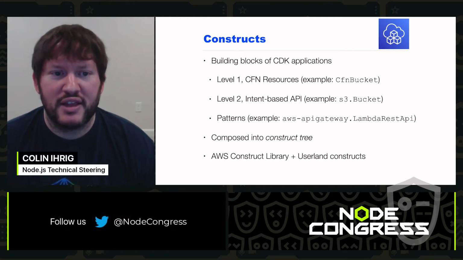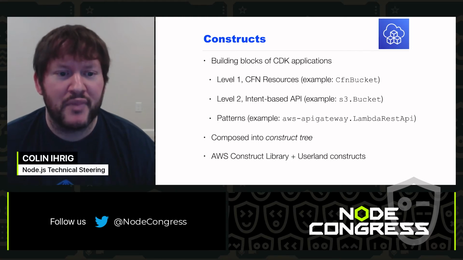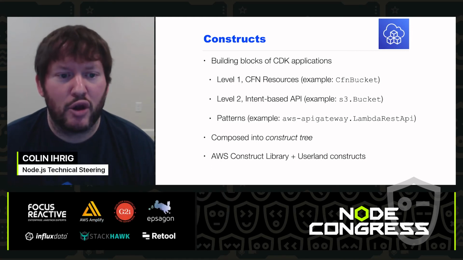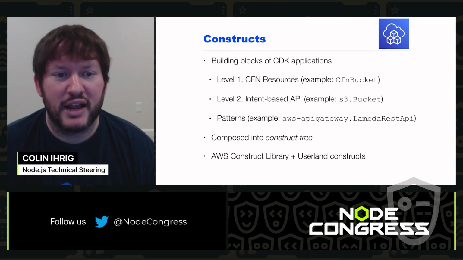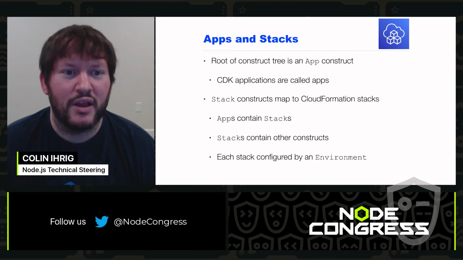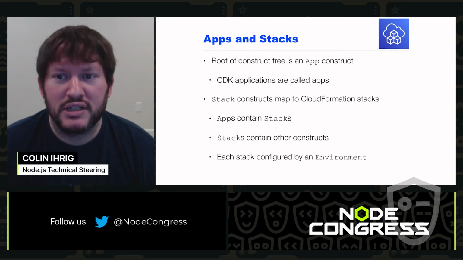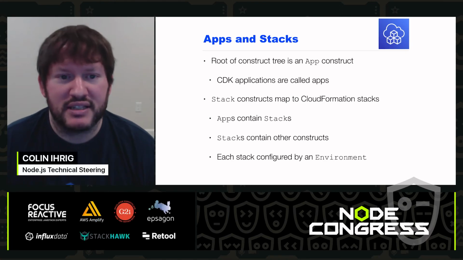And so the way that these applications work is you take your various constructs and you compose them into what's called a construct tree. And it's also worth pointing out that AWS provides a large number of constructs from their library, but it's also possible for userland to create their own constructs to be more tailored to your needs. So there are, I guess, 2 special kinds of constructs that are worth discussing a little bit. There are apps and stacks.